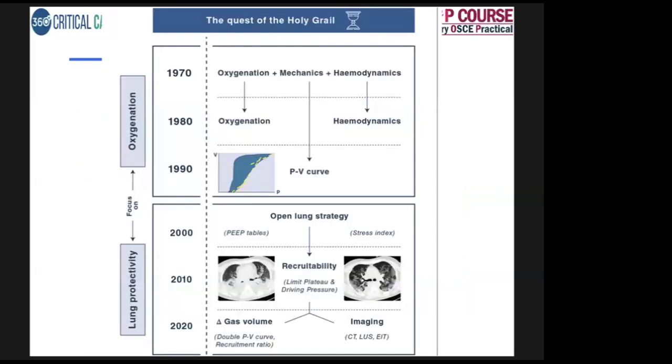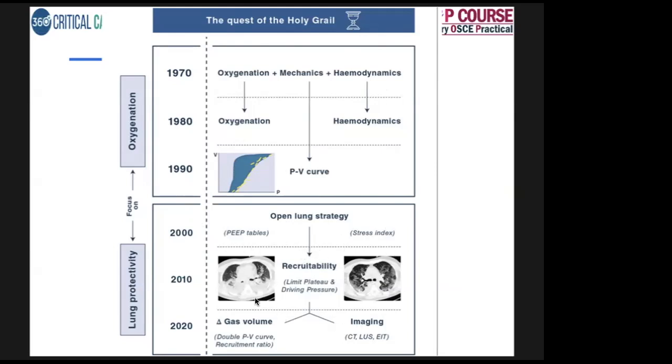So, this picture illustrates the evolution of the ventilatory strategies in critical care from the 1970s till the 2020s, reflecting a shift in focus from oxygenation to lung protection. In the early 1970s, the attention was given to oxygenation mechanics and hemodynamics, which evolved in the 1980s to distinct focuses on oxygenation and hemodynamics. By 1990, the pressure volume curve was introduced to optimize ventilation. The 2000s marked the adoption of the open lung strategy, including the PEEP tables and the stress index to improve recruitment and prevent overdistension.